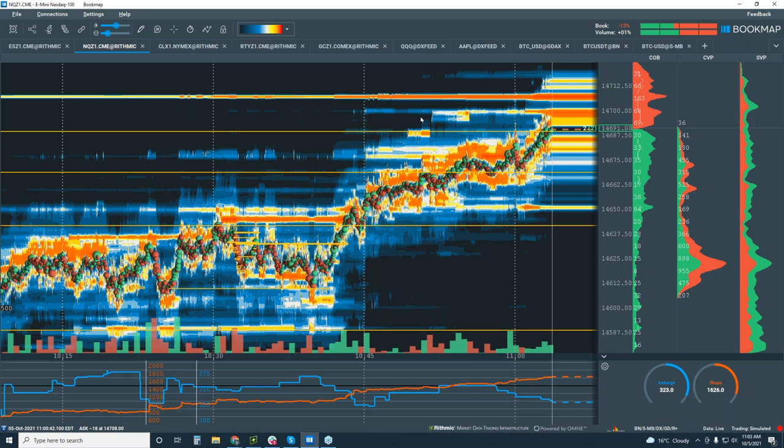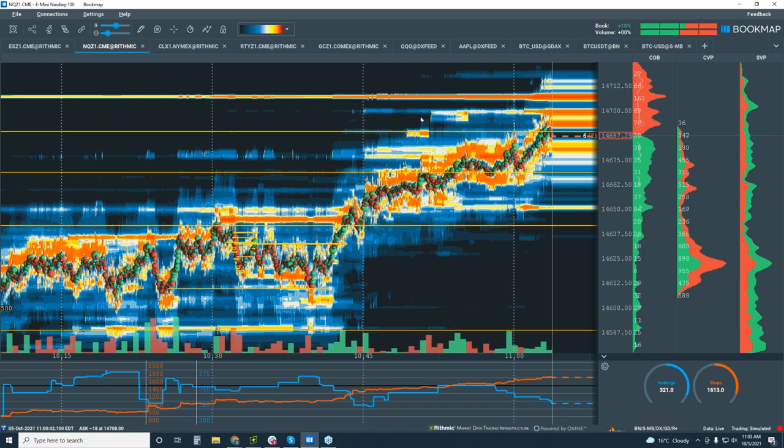Understanding order flow, once you can start to piece these things together, the reads are pretty simple. It's just not complex stuff.